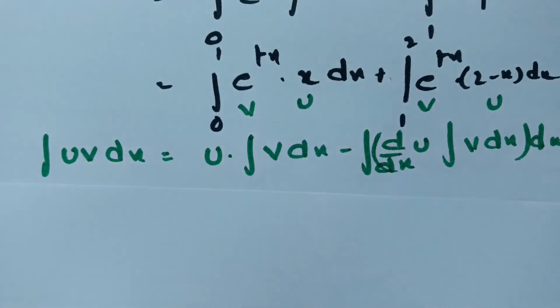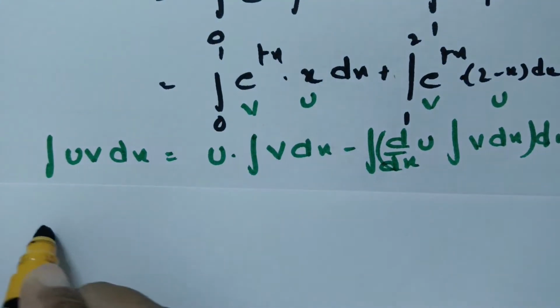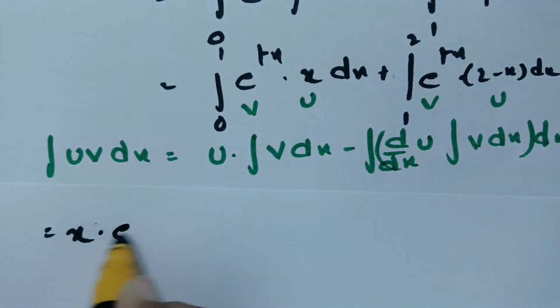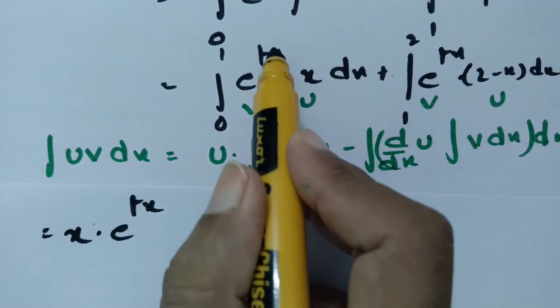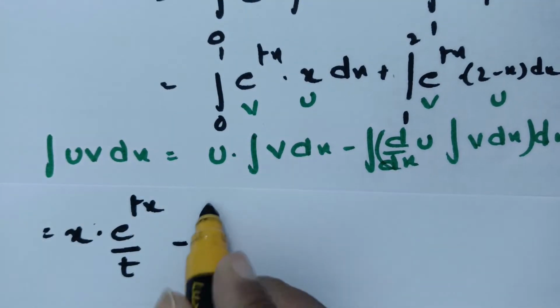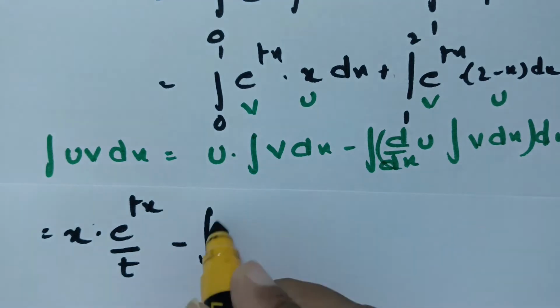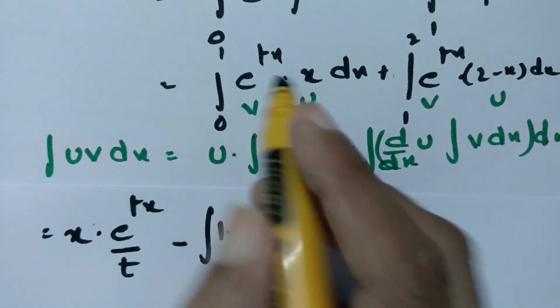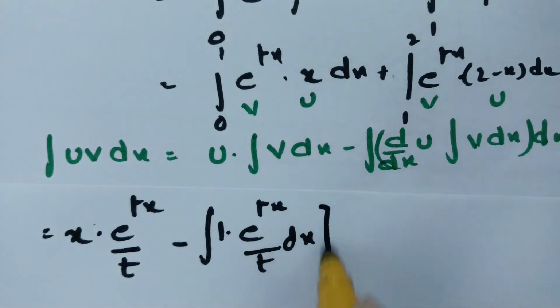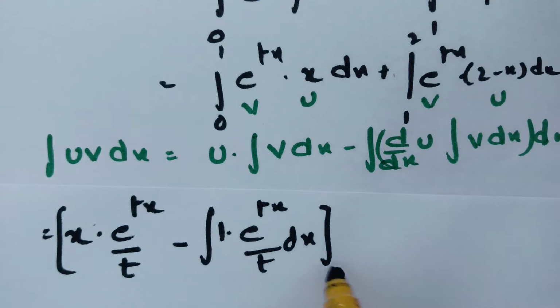So in this formula, see what happens. u we leave as it is, that is x, and v we have to integrate, that is e power tx. With respect to x, x is 1, so t remains. Minus the integral of the derivative of u, which is 1, and the integration of e power tx is again e power tx, and for x it is 1, t remains. So this is dx between the limits 0 to 1.